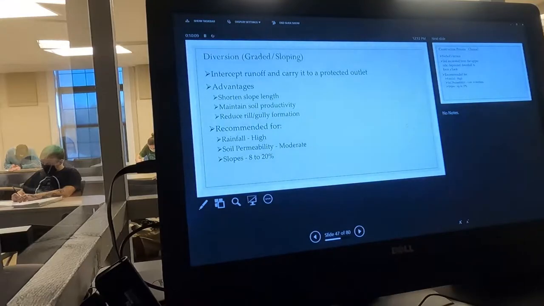Next, we would have a diversion or a graded or sloping terrace. And this is going to move the water towards a central location so that it can be removed from the system. Because we have moderately permeable soils with a lot of rainfall, and our slopes would be somewhere between 8 and 20%. So roughly less than 10%, you would want to use a retention terrace. Somewhere between 10 and 20, you would want to use a sloping terrace where you can slowly but gradually move that water off-site.